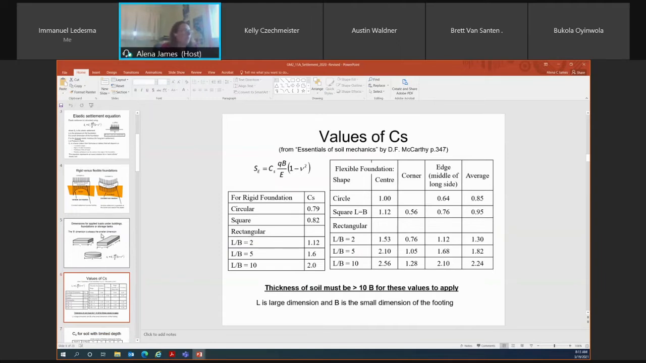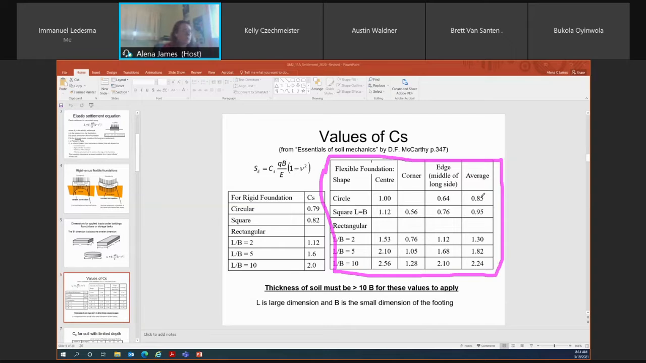This is the first table that I'm going to show you. This table was developed by McCarthy. So this is a table that you can use to determine what your factor is or what your CS value is for your elastic settlement equation. This table applies for both flexible and rigid foundations. So you'll see here, this table right here is the table you would use if you had a rigid foundation, whereas if you had a flexible foundation, this is the table that you would use here. So this is the table if you have a flexible foundation.